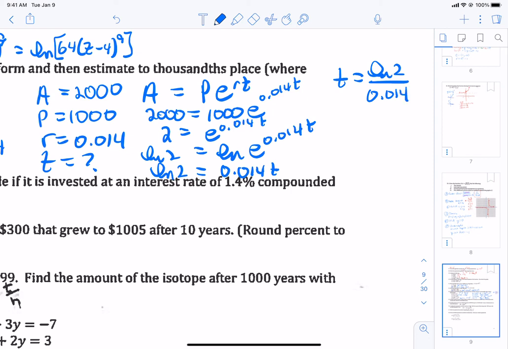Now I've seen it say on Alex, what is your exact answer? So you would put in the natural log of 2 divided by 0.014. Now, if they say round to the nearest thousandth, that would be 49.511 years.